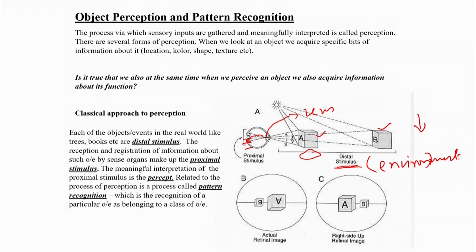a meaning is interpreted, by comparing what the occipital lobe has as input from the eye to pre-stored concepts and representations which are already in the brain. This process of comparing the input from the eye to pre-stored representations in the brain and making meaning out of it is called pattern recognition. Pattern recognition is the recognition of a particular object or event as belonging to a particular class. Pattern recognition is the process which makes you differentiate between two kinds of trees or two kinds of people.